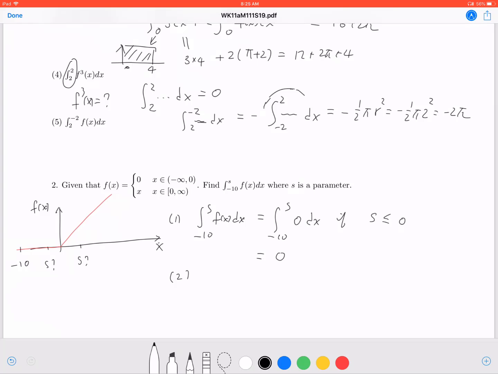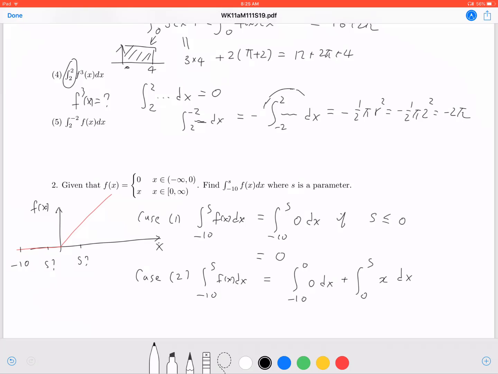So this is case number 2. This is case 1. And so what we have over here is still the integral from negative 10 to s of f of x dx. Now, we have the case when s is bigger than 0. So what we have is the integral from negative 10 to 0 of 0 dx, plus the integral from 0 to s, and now we have x dx.